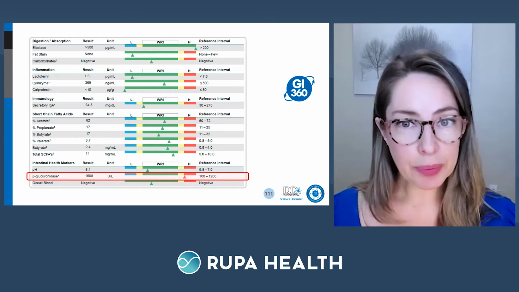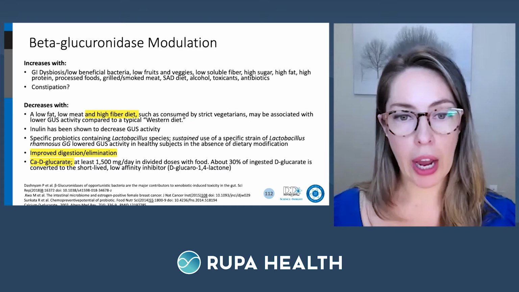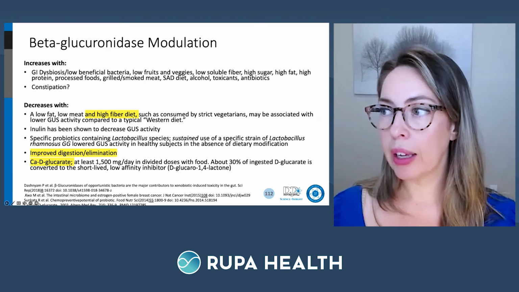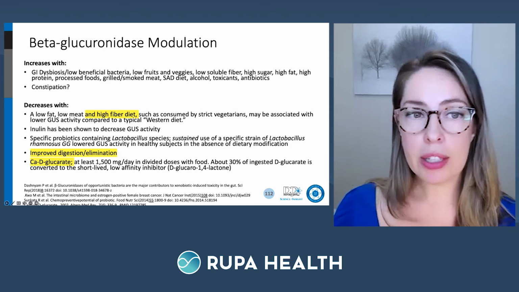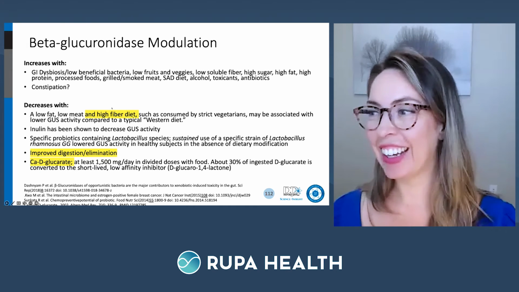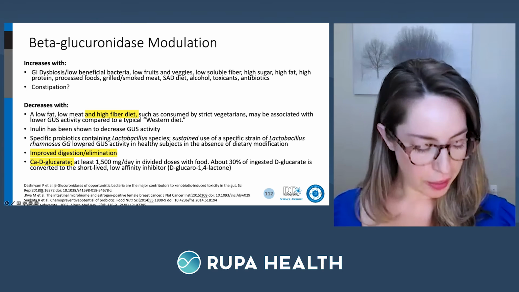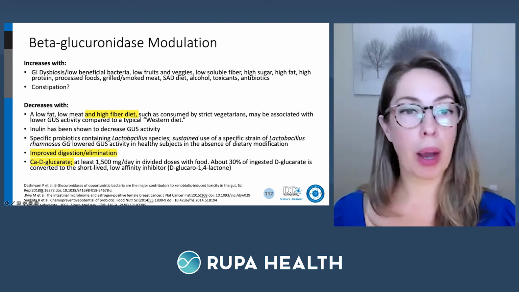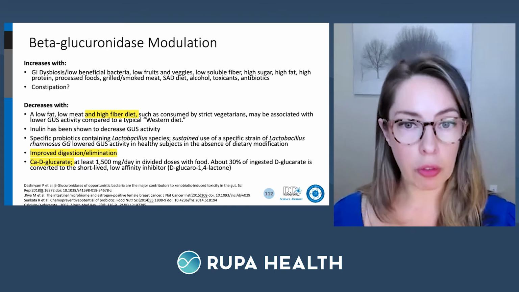So this is our patient's beta-glucuronidase. It is elevated, and this was from her GI 360. So I'm going to work with modulating this. I want to decrease that, obviously. So high fiber diet, fruits and vegetables. You've heard me say that again and again. Improve digestion and elimination. This would also be a great place to use calcium D-glucarate to help the body to break down estrogen to not reabsorb it.